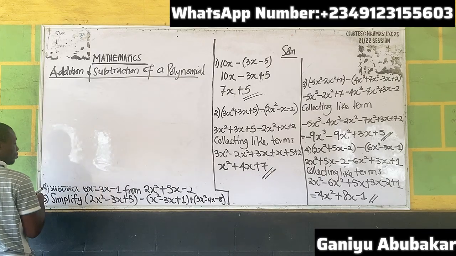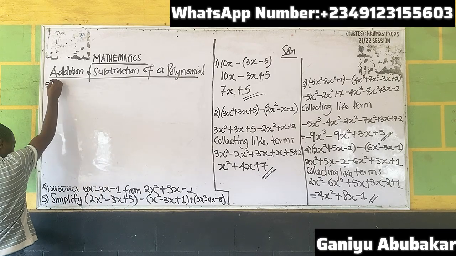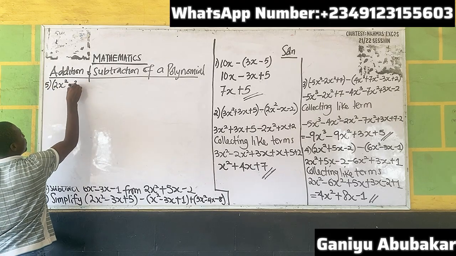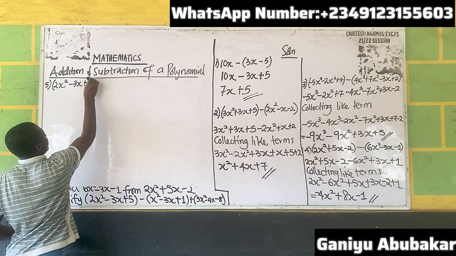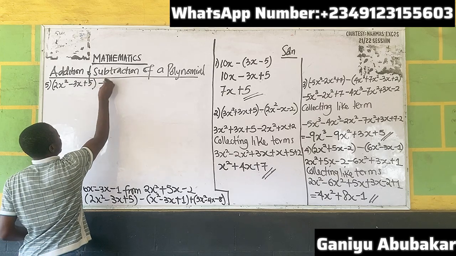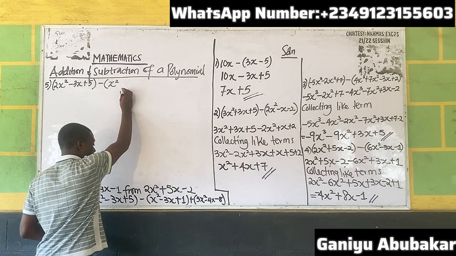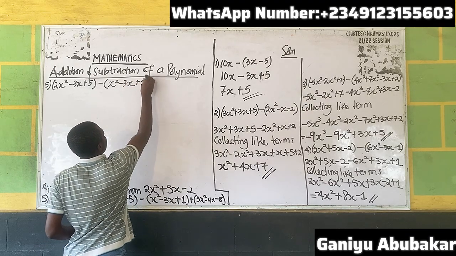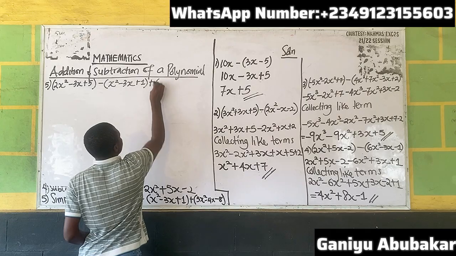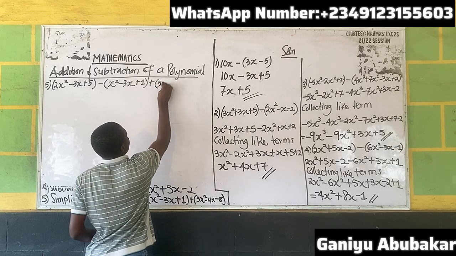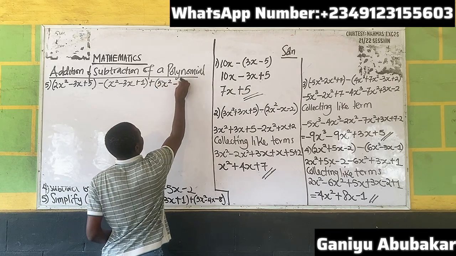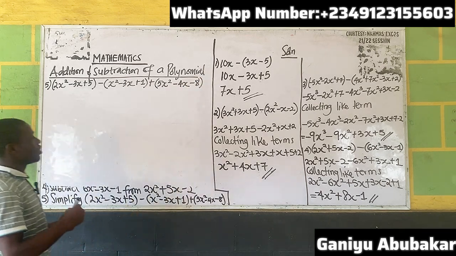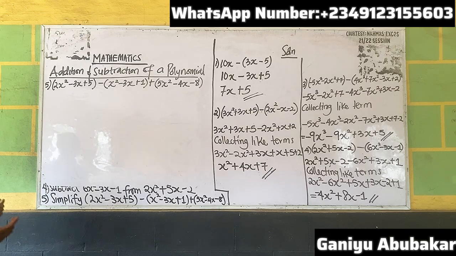Alright, question 5 says we have 2x squared minus 3x plus 5, minus x squared minus 3x plus 1, plus 5x squared minus 4x minus 8. Having these values here, let's try to take this off this.